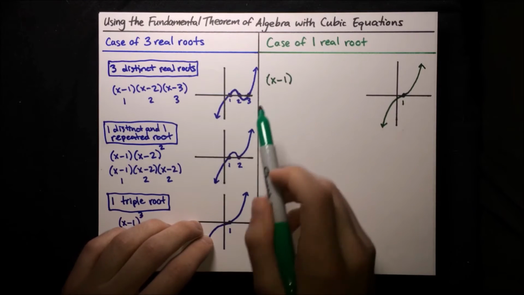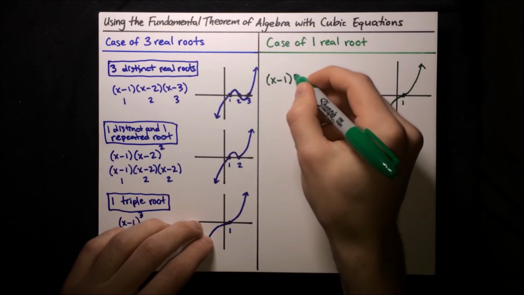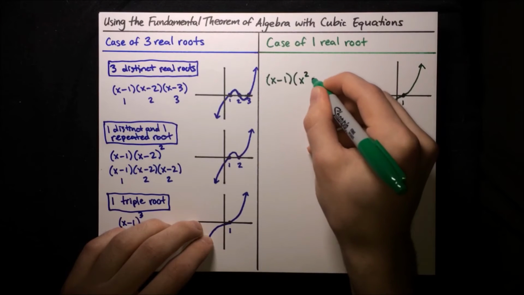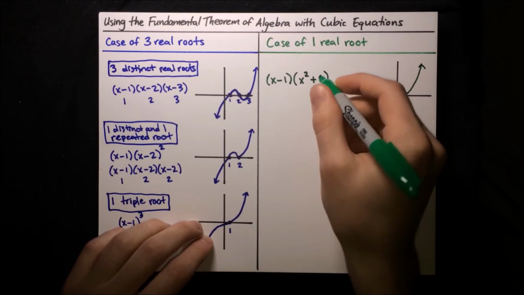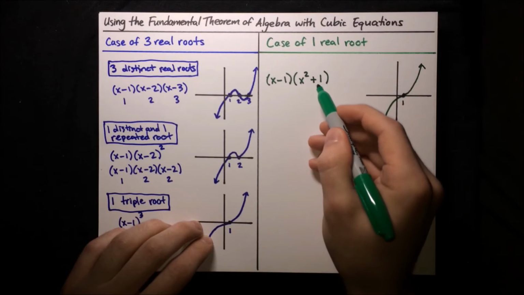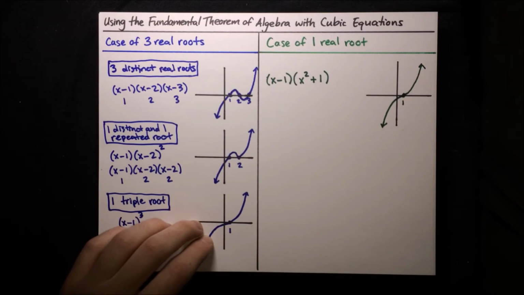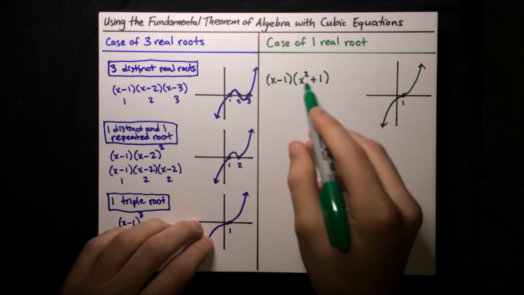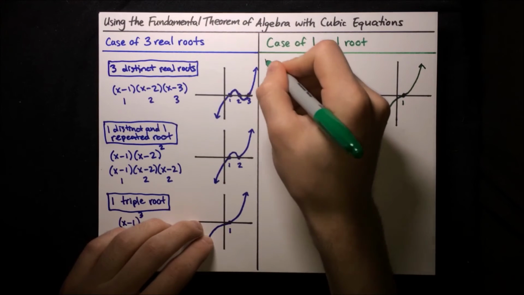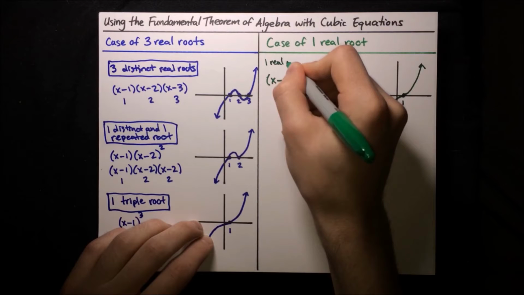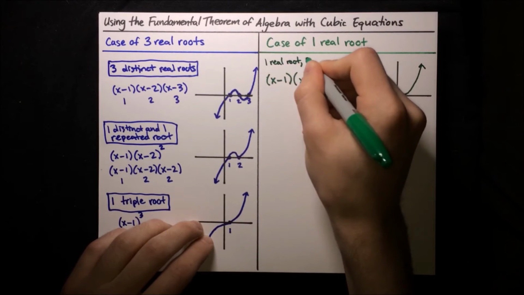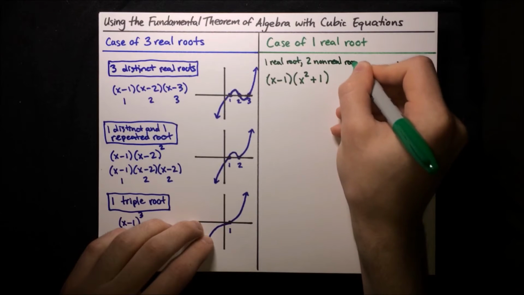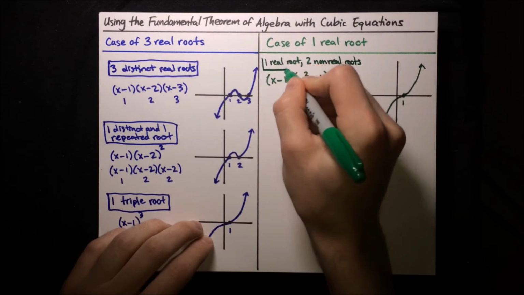The trick is to multiply this by a quadratic factor which has no real solutions. So how about x squared plus 1? There's no real number that you can square and then add to 1 and get 0. Rather, this factor x squared plus 1 has 2 non-real roots. So this is really a case of one real root and then 2 non-real roots, still summing up to 3 roots in total.